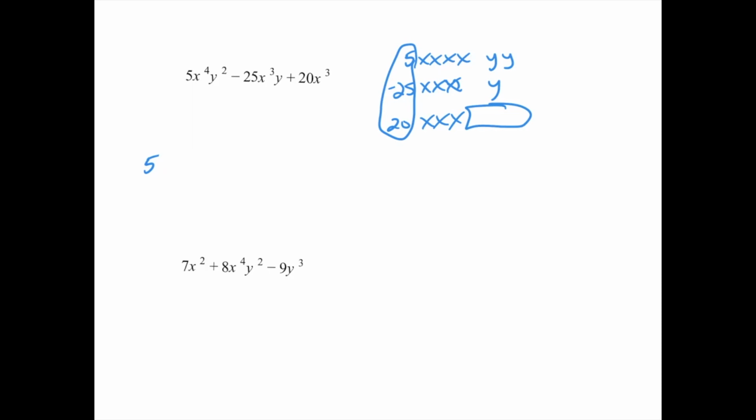And then we look at our x's. They each have the first x. They each have the second x. They each have a third x. They don't have a fourth x, so it's just 5x cubed. But no y, so it's just 5x cubed. So that's what we can divide out.